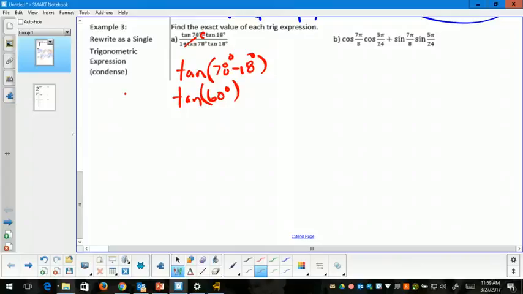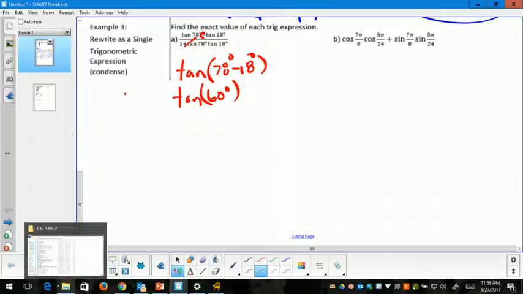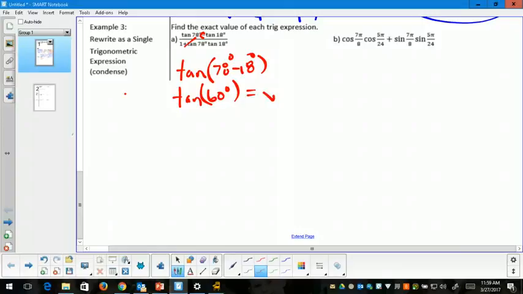These should be the easiest problems. As long as you know your identities, you can identify them pretty quickly and just use your unit circle. So for this one, it's going to be the square root of 3.